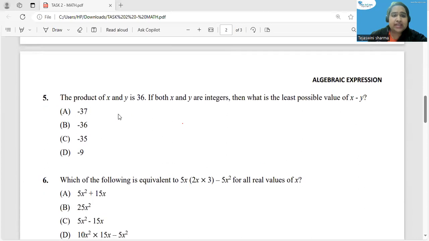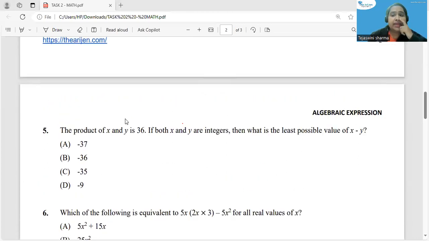The next question is, the product of x and y is 36. Two numbers x and y are there and their product is 36. If both x and y are integers, then what is the least possible value of x minus y? You have to give your focus on two things, that x and y are integers, and when you do the product of x and y, you are going to get 36. It means x and y both can divide 36, and both are integers, so both are factors of 36.